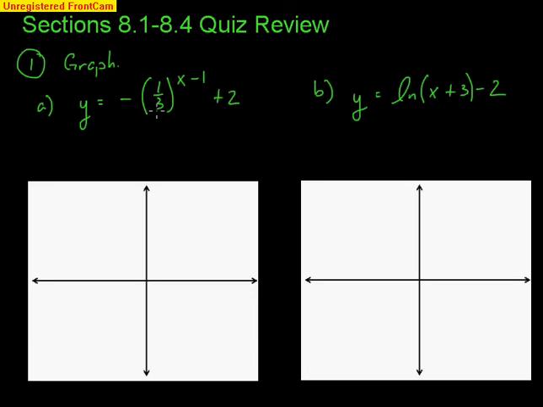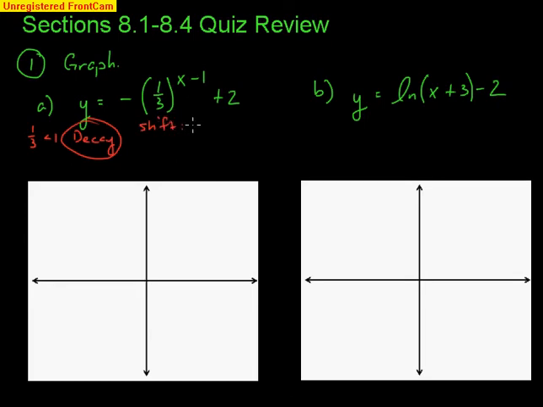The first thing, we look at our b value. Our b value is 1/3. That's less than 1. This is going to be a decay graph. So that means on the right side, it's going to go towards the asymptote, wherever that is. Okay, it's going to go towards the horizontal asymptote. I would like you to indicate the shifting.